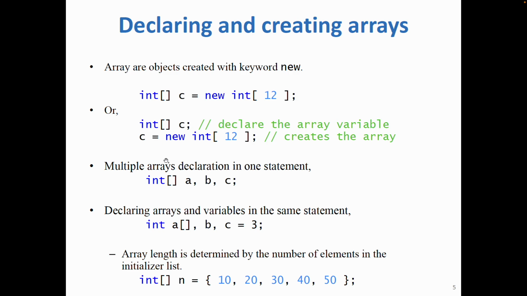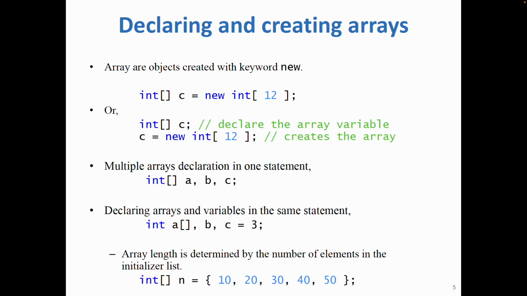That's also possible. I can declare multiple arrays in one line, like A, B, C, and all of them are integer arrays. Or I can declare one integer array, or any array, and then declare other variables. So when you see this statement, int A, with the square brackets ahead of the A variable, it means that A will be an integer array, but B and C will be just integers. That's it.